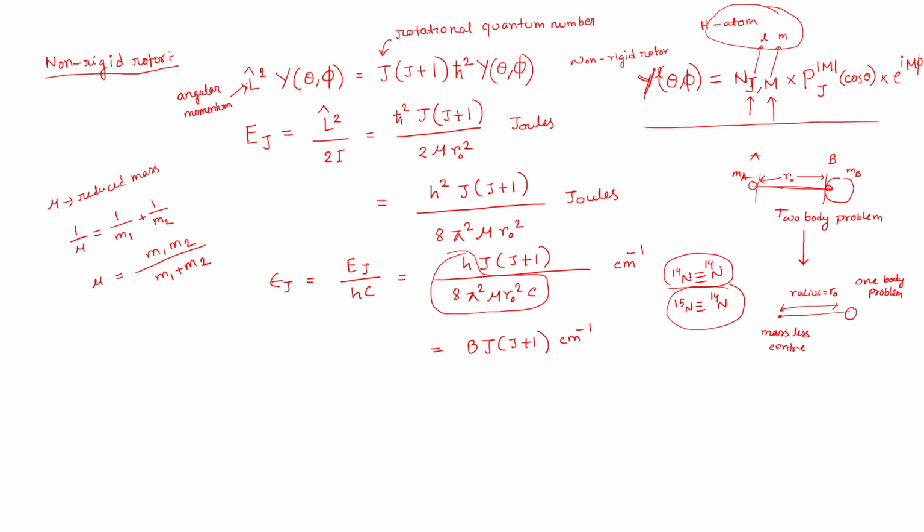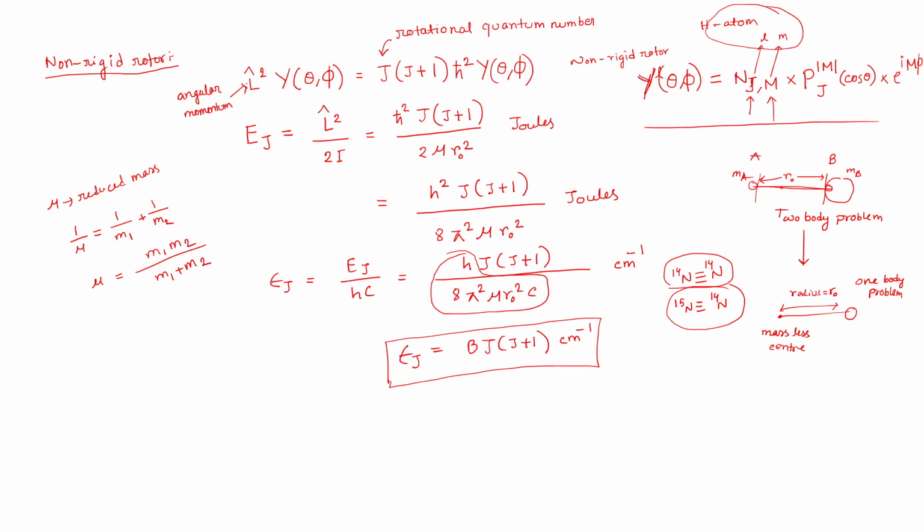So for a particular case, suppose 14N-14N or 15N-14N, mu is constant, and r0 we are taking as a constant for a rigid rotor. Eventually you will see nothing is truly rigid, so some extra terms will come for a non-rigid rotor. That is a case for another time. And this is the expression of energy in terms of centimeter inverse. I am repeating things, so I will not discuss it again.